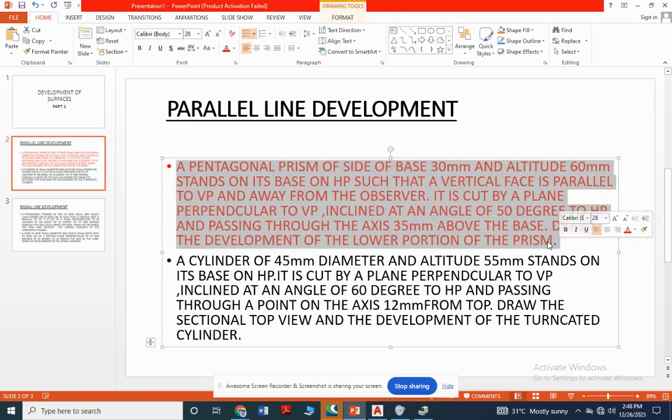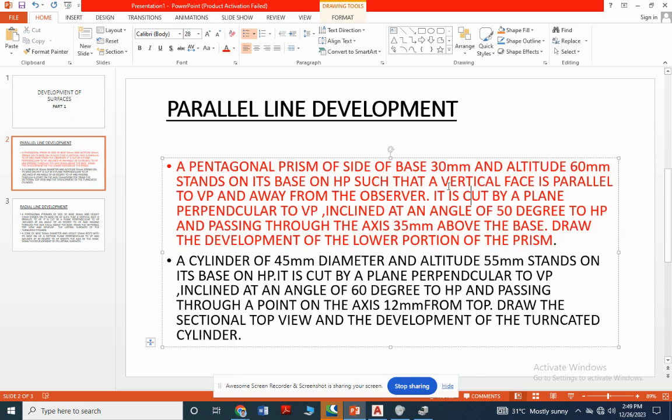The base is 30 mm and the altitude is 60 mm, and the vertical face is parallel to the VP and away from the observer. It is cut by a section plane perpendicular to the VP and inclined at an angle of 50 degrees to the HP, and the section plane passes through the axis 35 mm above the base. Draw the development of the lower portion of the prism.